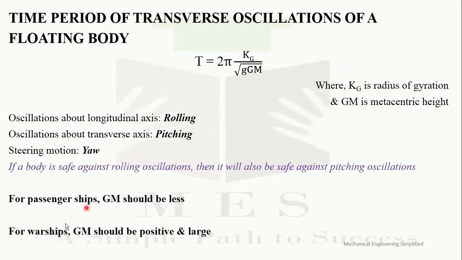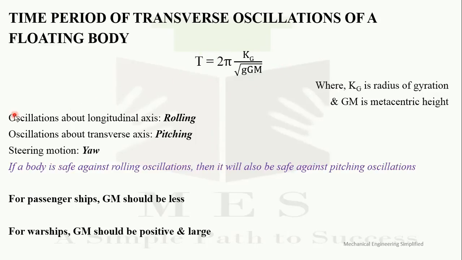Okay, then we have one more important concept, that is the time period of transverse oscillations of a floating body. When the body oscillates about the longitudinal axis, in the transverse direction, then the time period of oscillation is given by T is equal to 2 pi kG upon under root g GM, where this kG is the radius of gyration of the body and this GM is the metacentric height. This derivation can also be looked upon in any standard book. This is a very simple derivation, so you can look for it.